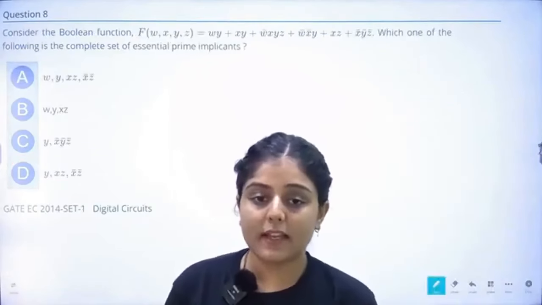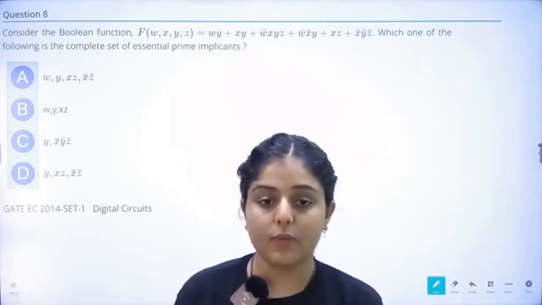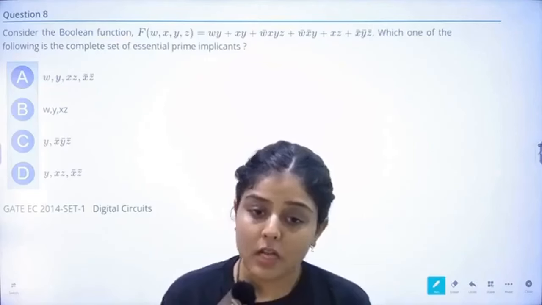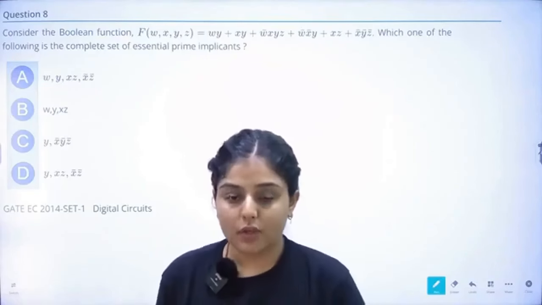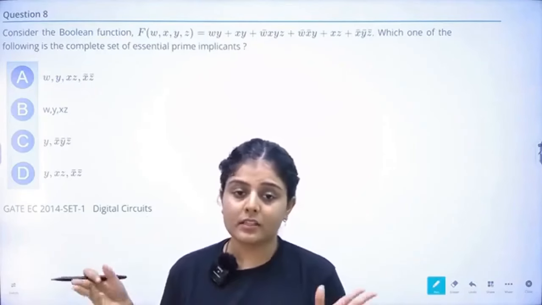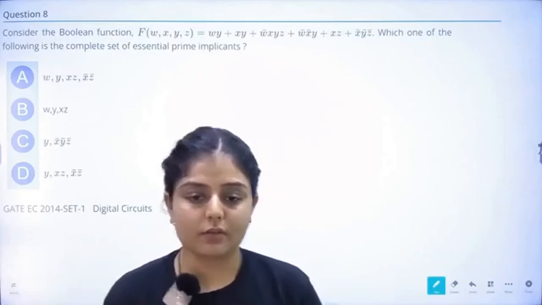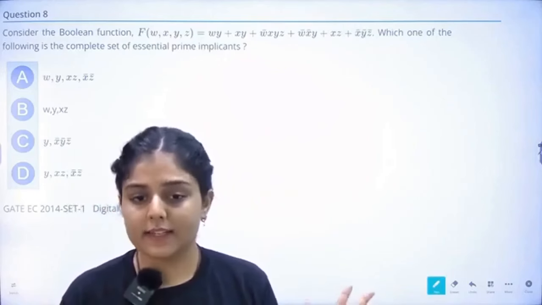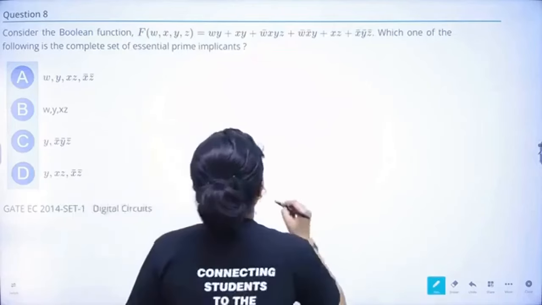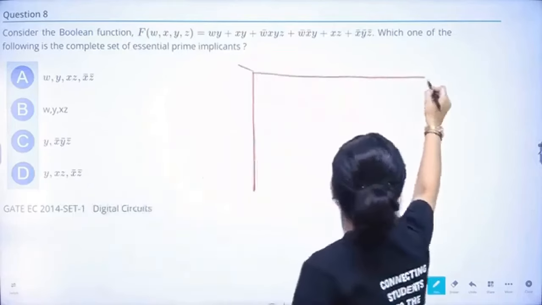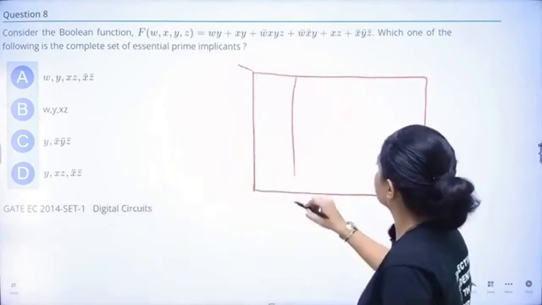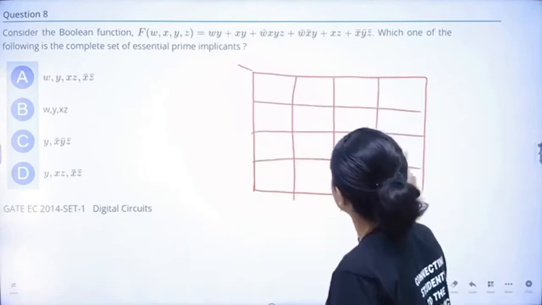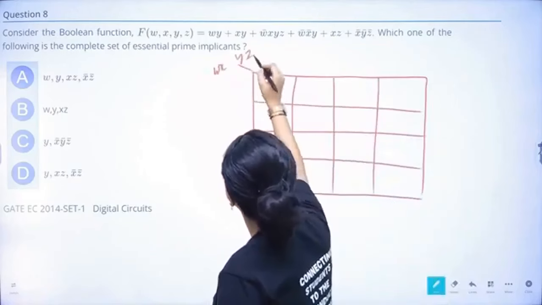A Boolean function is given. What you have to do is just solve it, but this is a very big expression. What is the K-map? Because it is already a 4 variable expression, solving it by Boolean algebra will be quite a lengthy, time-taking process. Draw the K-map. This is WX, YZ.